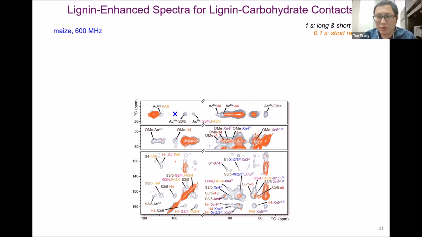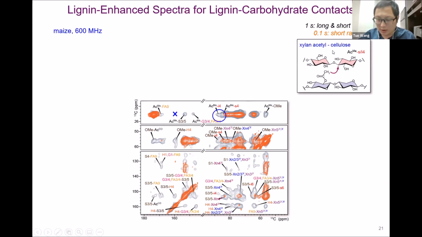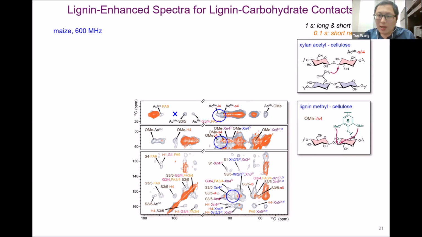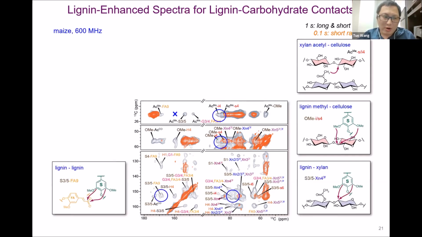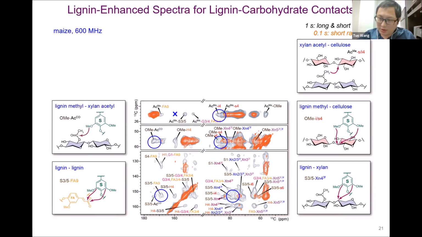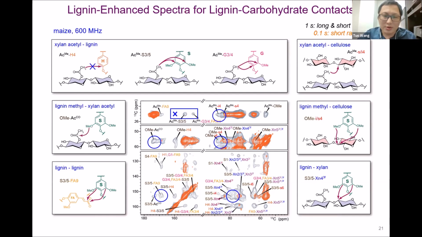And those interactions are between xylan acetyl and cellulose, between lignin methyl and cellulose, between lignin and xylan, between different aromatic units in lignin, between lignin methyl and xylan acetyl, and between xylan acetyl and lignin. And it's noteworthy that the xylan has a strong cross peak with carbon-3 and carbon-5 of the S unit, and a medium cross peak with carbon-3 and carbon-4 of the G unit, but no corresponding cross peak with the H. So the interactions clearly correlate with the number of methyl ether substitutions, and it indicates that the electrostatic contact between the polar motifs is crucial for stabilizing lignin-carbohydrate interactions.